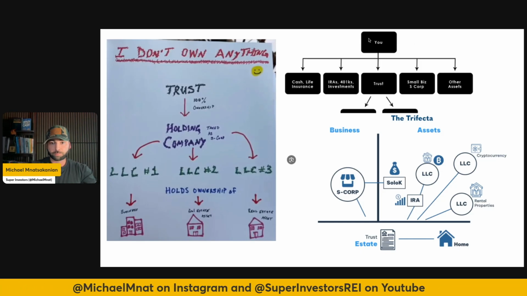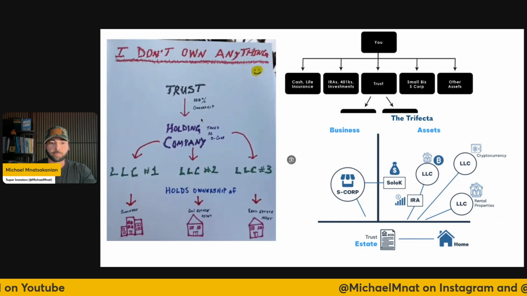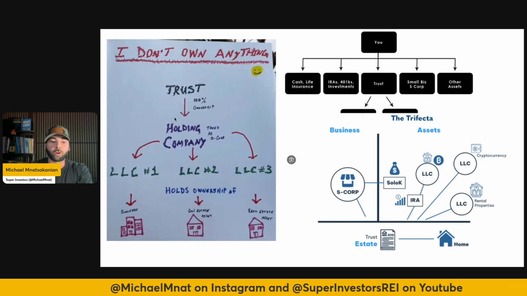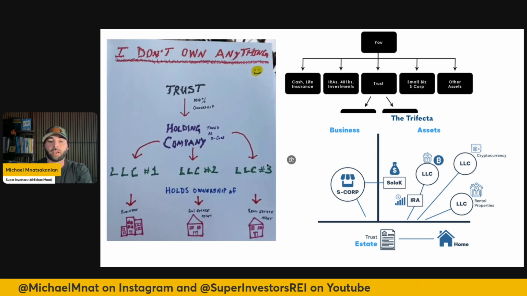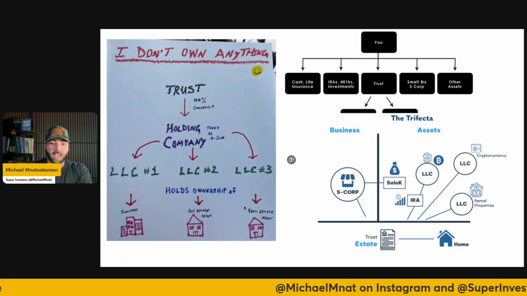So there's you, your trust. Your trust has 100% ownership of your holding company. This may or may not be taxed as an S Corp. This depends on if it's active business or not. Your holding company is then the owner of LLC 1, LLC 2, LLC 3, your different LLCs. These either own business or active income, or hold your ownership of your real estate assets.